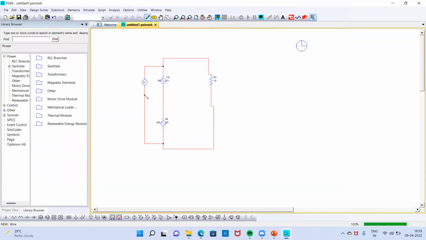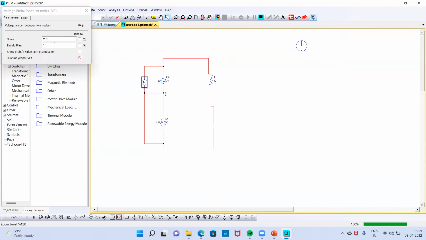I will connect another voltage probe here. So just a minute. Okay, this is connected. Let me call it V50, the voltage across the 50 hertz source.